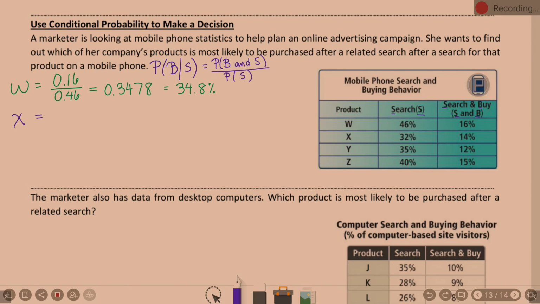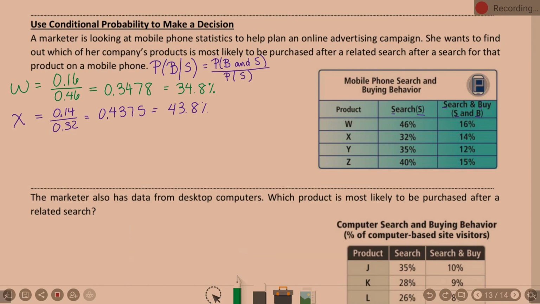Okay, product X. Probability of bought and searched on top, which is 14% or 0.14 divided by what? 0.32. Calculator says 0.4375, which is what as a percent? 43.8%. Okay, X is better than W. That's what I know so far. Continue.